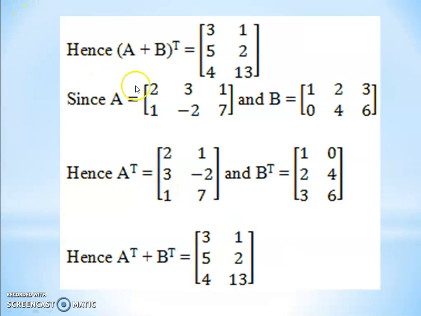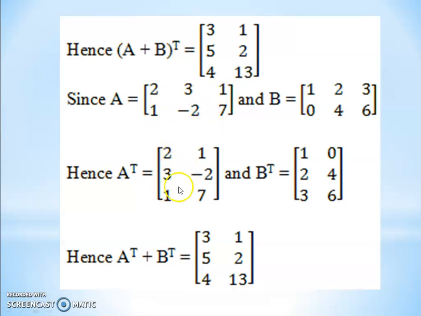Now again we consider an example of the same pattern and the same property. (A plus B) raised to T. A is [2 3 1; 1 minus 2 7] and B is [1 2 3; 0 4 6]. Now what is the addition of the transposes of these matrices? Let us check. What is A transpose? 2 3 1 is the first row, so we write 2 3 1 as the first column.